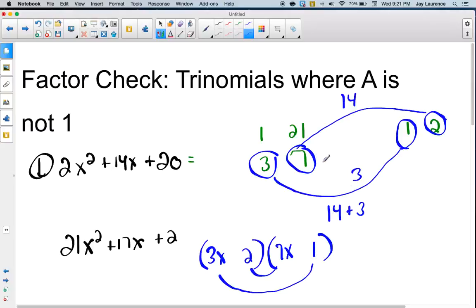Now, the signs can be pretty confusing at times. One thing you want to know, if C is positive, B's sign shows up in both quantities. Boom, boom. Now, you could also have said, well, 14 was positive and I was adding 3, so the 3 was positive, so I need that to be a positive 2 so I can get a positive 14. And I need that to be a positive 1 so I can get a positive 3. That's another way to do it.